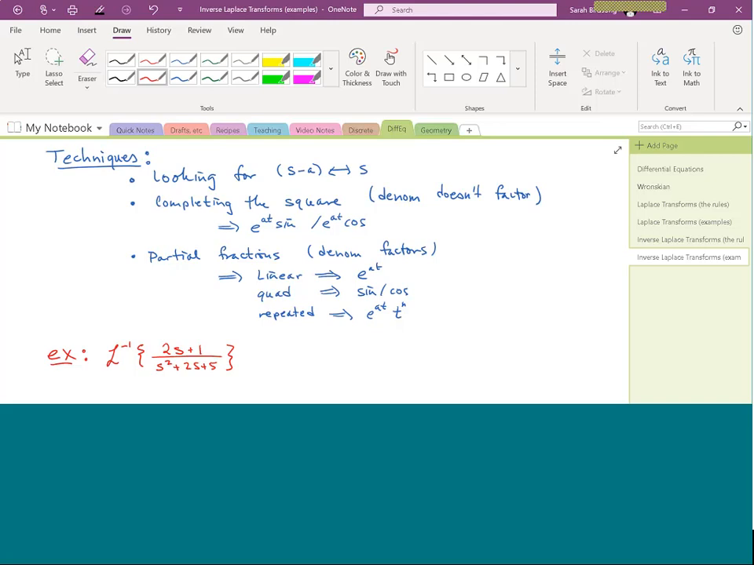You check to see if it factors. If it factors, we're going to use partial fractions to separate this into two smaller fractions. If it doesn't factor, we're going to complete the square. So looking at that, what do you guys think? Does it factor or not factor?